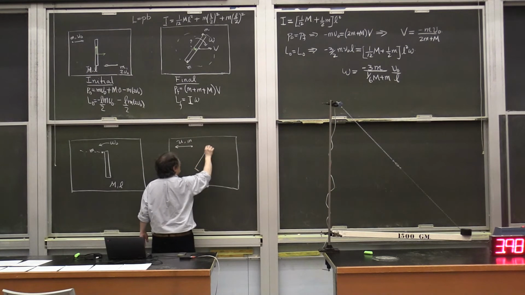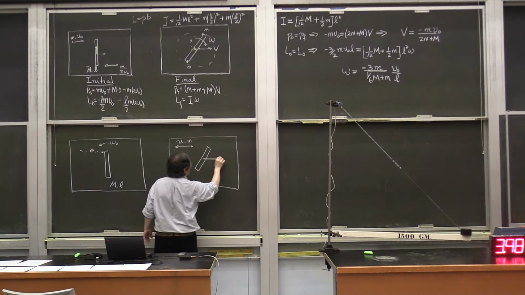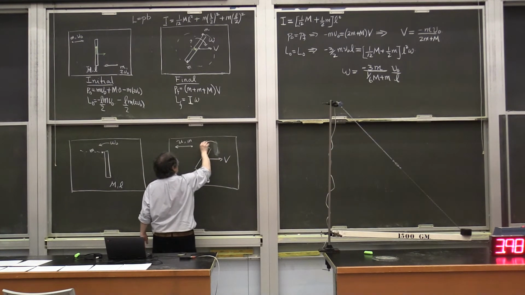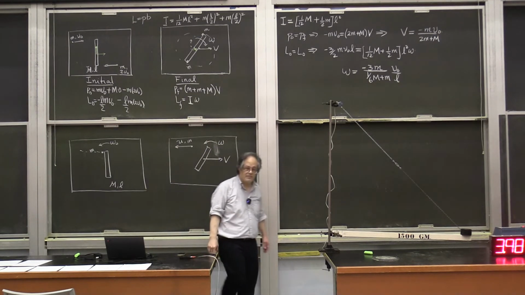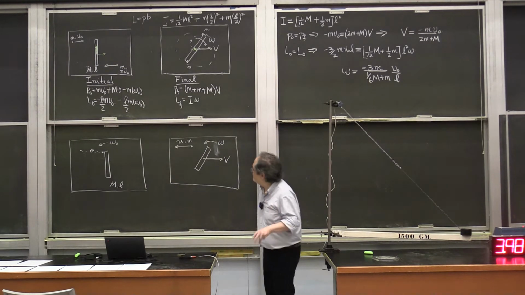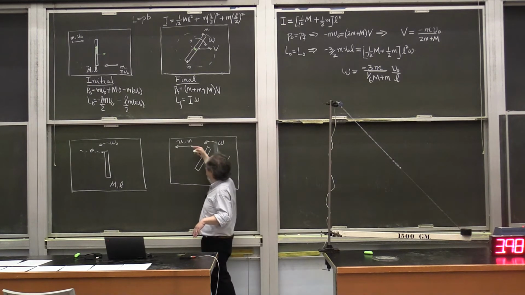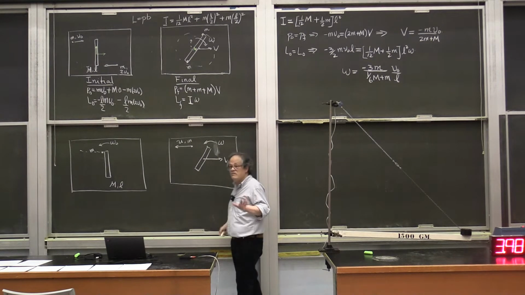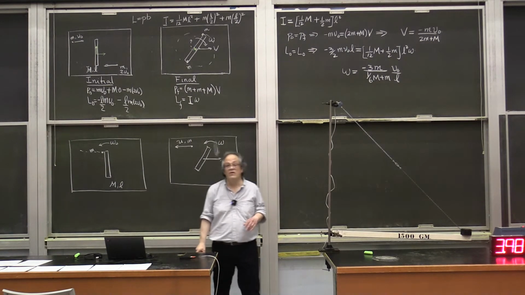The rod will start moving, and it may or may not be rotating. In other words, after the collision, this mass moves to the left, the center of the rod moves to the right, and it might still be rotating. We just don't know.